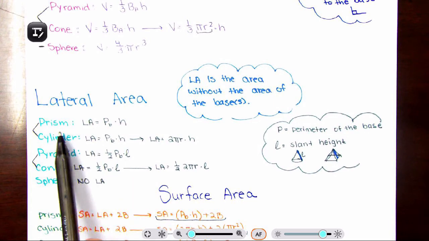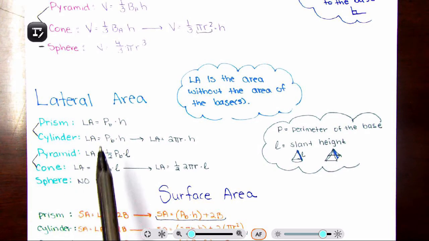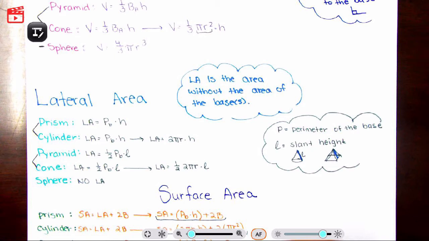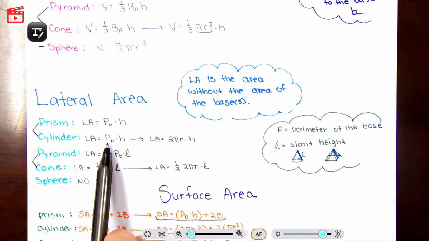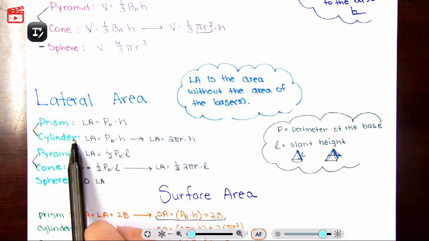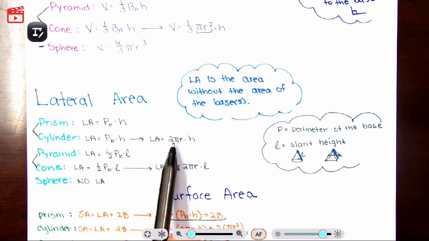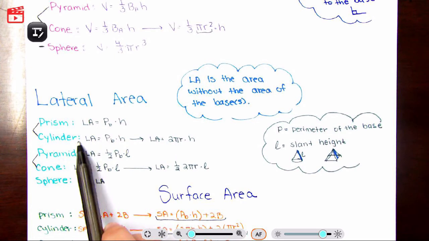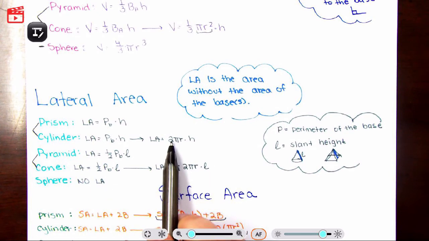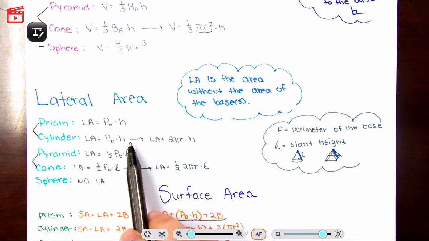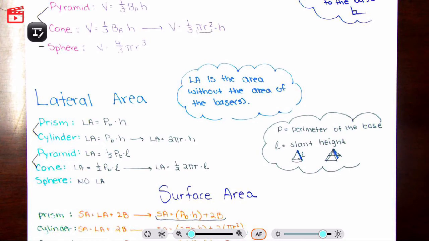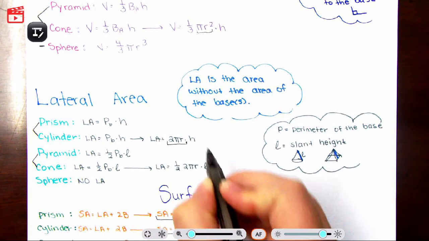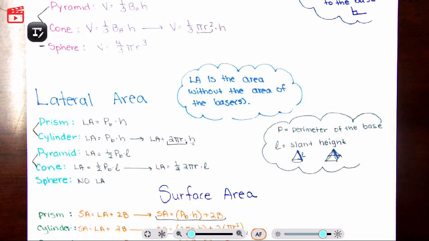Now, for a prism, the lateral area, again the area without the base, is the perimeter of the base times the height of your prism. Same thing here: perimeter of the base times the height of your cylinder. Notice that I changed it a little bit because the base of a cylinder is a circle, so I need the perimeter of a circle. The perimeter of a circle is the circumference, and so this here is the circumference of the circle times the height of your cylinder.